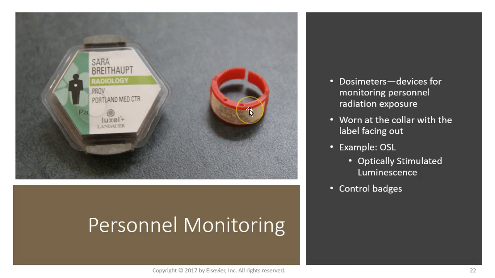And this is a ring. It's a radiation detection device for nuclear medicine technologists when they are drawing up radioisotopes, that they wear these dosimeters on their fingers so that they can see how much radiation dose that they've received. So dosimeters are devices used to monitor personal radiation exposure, worn at the collar level facing out, and there's a lot of different types of badges that we'll get into later.